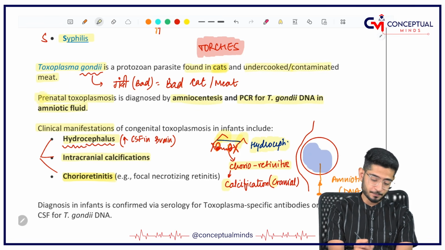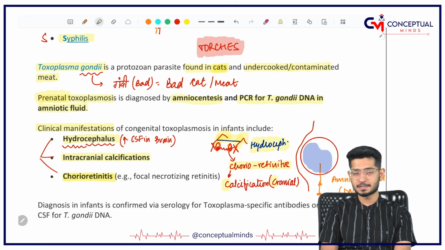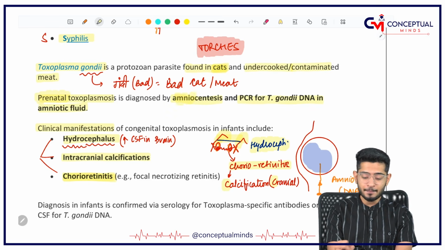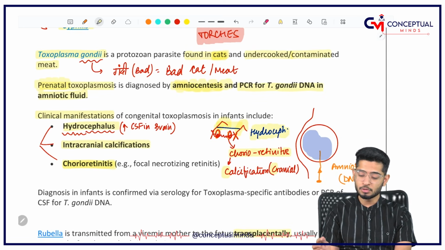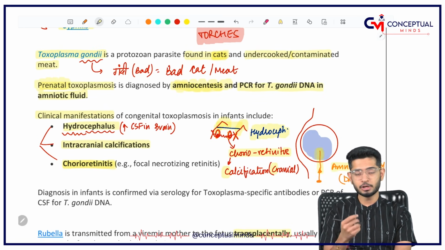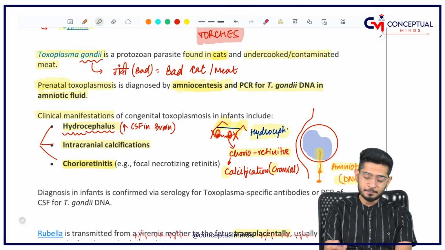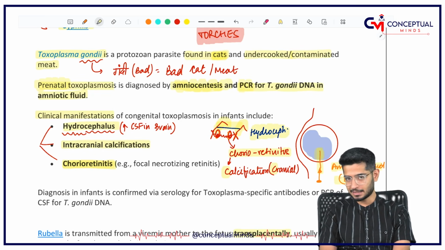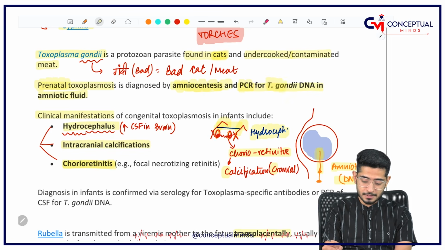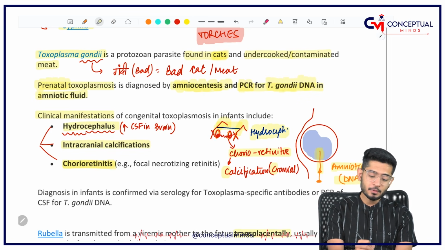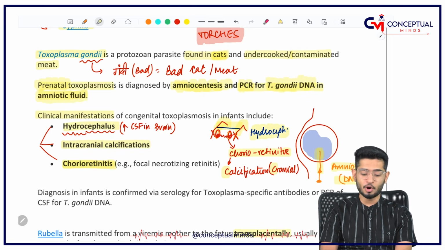Prenatal toxoplasma. Before the birth, toxoplasmosis is diagnosed by amniocentesis. So what you do, you put a needle in the womb, there will be amniotic fluid, you take out the fluid, you check for the DNA of Toxoplasma gondii. This is amniocentesis. And PCR, which we have already discussed in bacterial genetics, for Toxoplasma gondii DNA, we are going to check in the amniotic fluid.